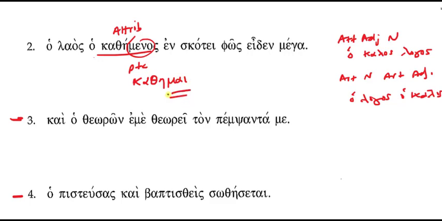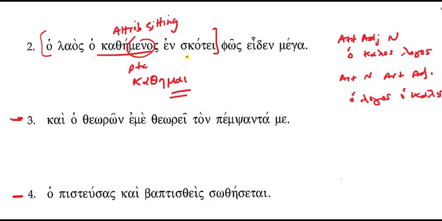It's a middle-only form in the present. So when I see that menos, I might be thinking it's passive, but this means to sit. Okay, and I'm going to translate it as sitting. The people, the sitting. En skotei, what's that? In darkness, okay? This whole thing is functioning as a single constituent. The people, the sitting, in darkness.